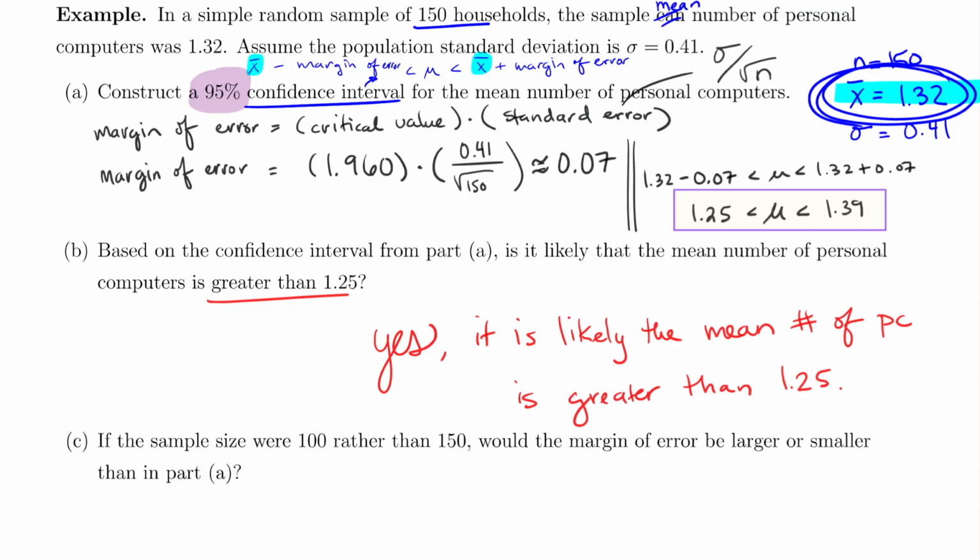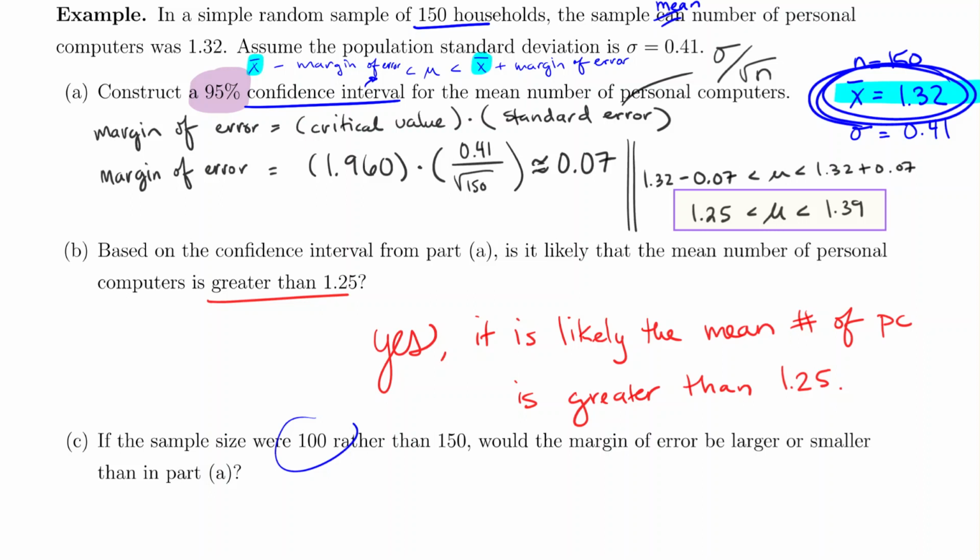Now our next question says, if the sample size had been 100 instead of 150, so it's saying pretend things were different, would the margin of error then be larger or smaller? Now we've seen these questions before. At this point you could either think about it and figure out what it would be, or you could do a recalculation and compare the two.